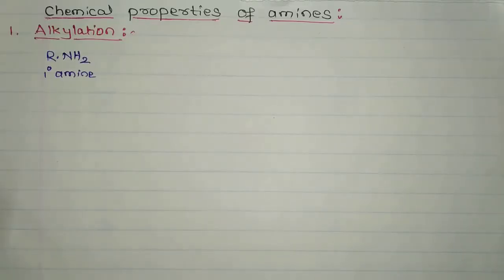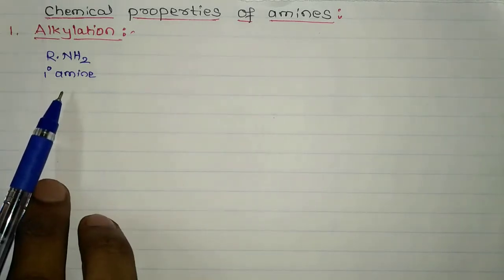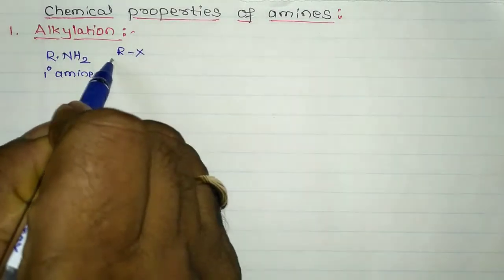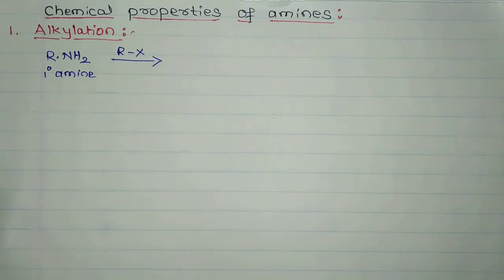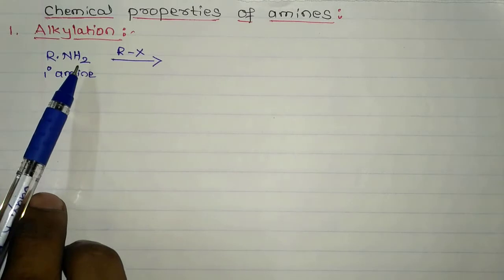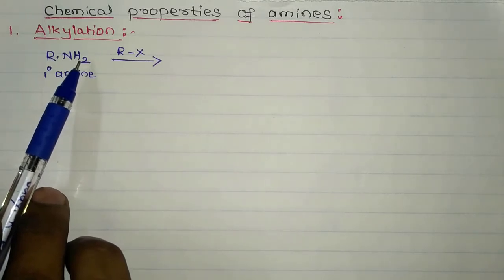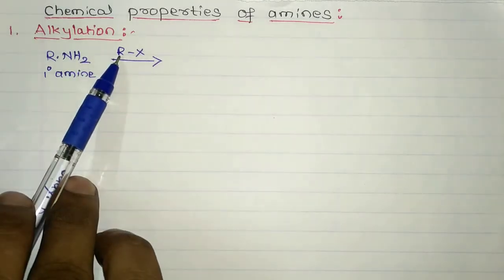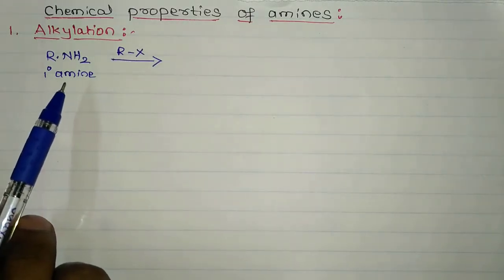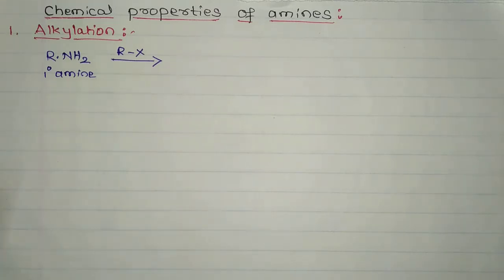Hello students. In this session we will discuss the chemical properties of amines. First is alkylation. When a primary amine is heated with excess alkyl halide, RX, where X represents the halide, successive substitution of the hydrogen atoms of the amino group with alkyl groups takes place, forming secondary amine, tertiary amine, and finally quaternary ammonium salt.